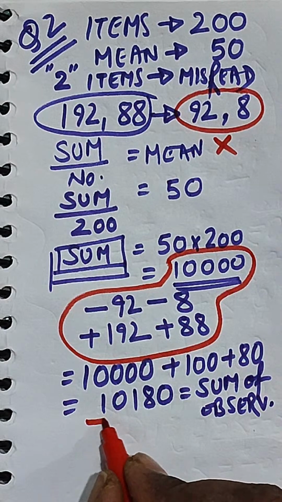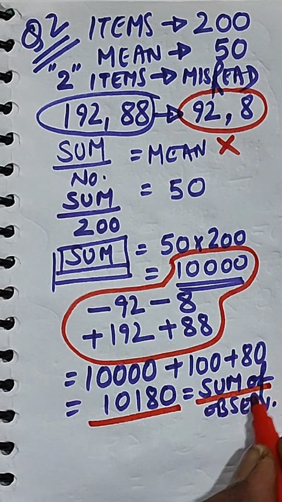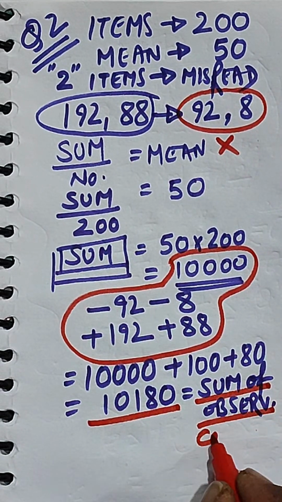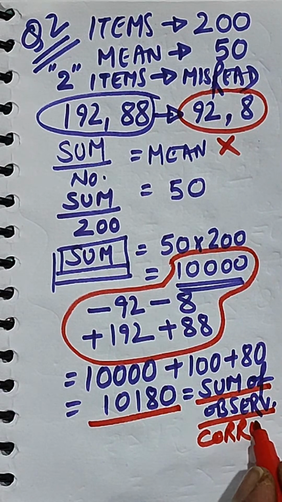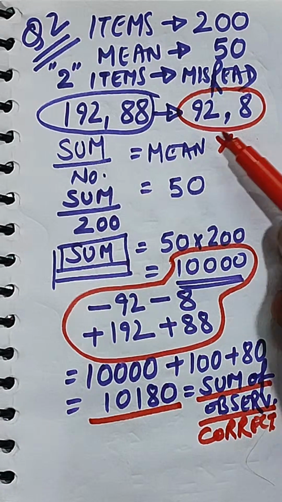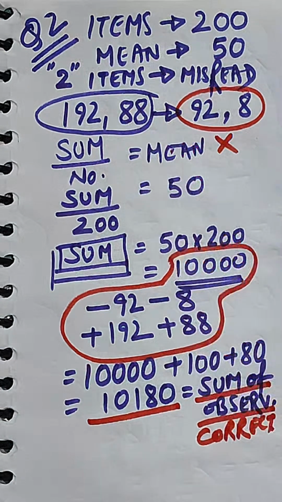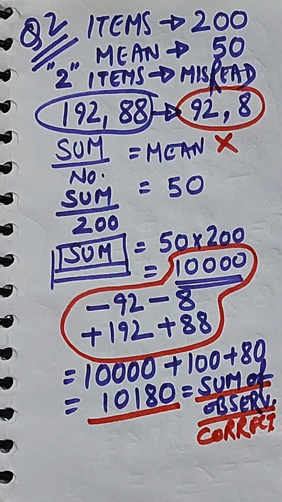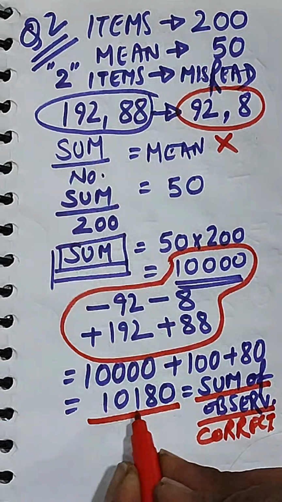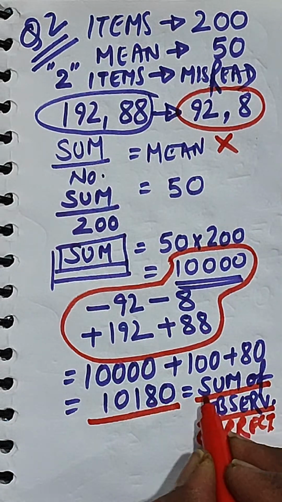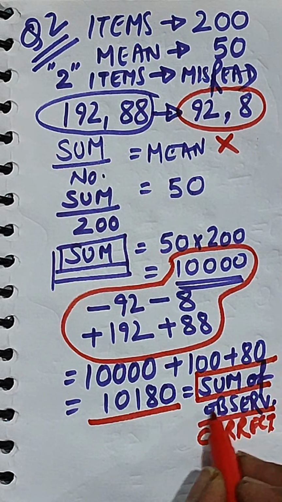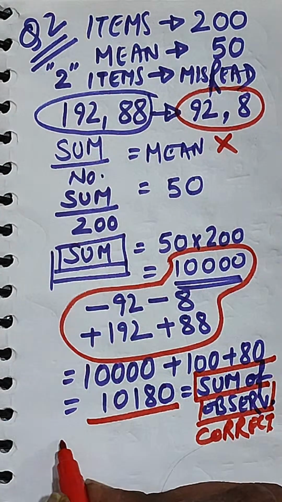This will be 10,180, the sum of observations with correct data, when these two mistaken data have been removed and these two correct data have been inserted, right? Then what will be the correct mean? The correct mean will be equal to 10,180, which is the sum of observations, right?